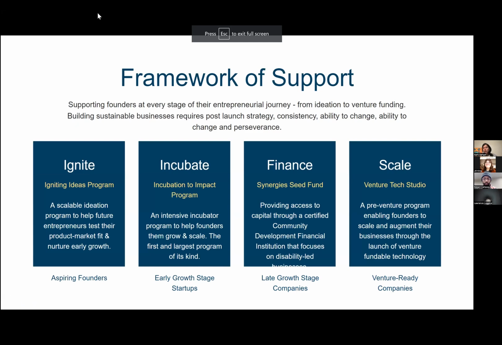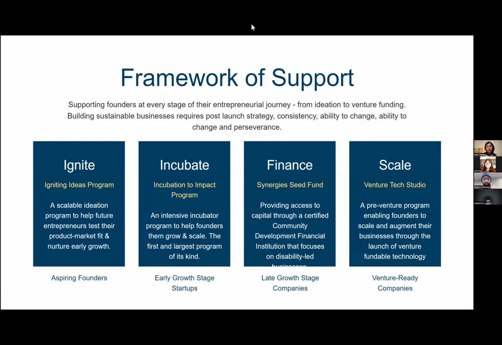How do we support founders with disabilities? We have a framework of support which is very simple. We support them at every stage of their journey, from ideation to when they're ready to become sustainable. So you might be a person who's just thinking of setting up a business but don't know what to do. So you're an aspiring founder.